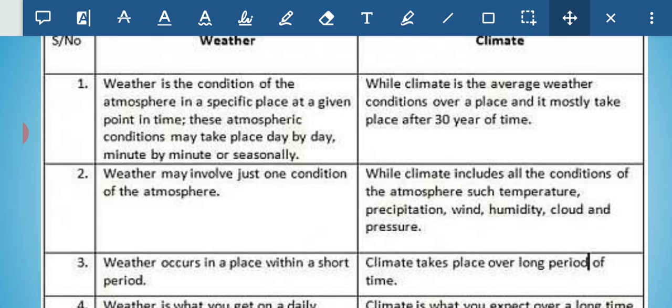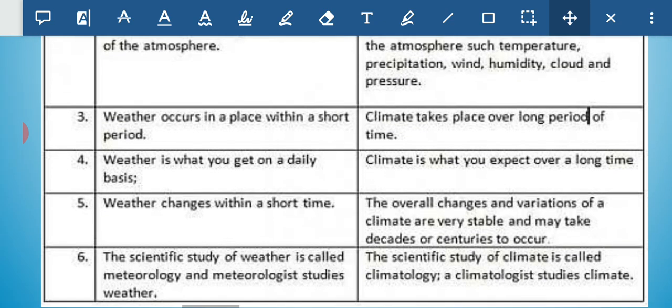So for weather, one element predominates, but climate is where all the weathers are clubbed together, and it is the average of all the elements of the weather. Weather occurs in a small place for a short duration. Climate occupies a large area and it is there for a long duration. Weather changes in a short time, while climate is static for a long period.